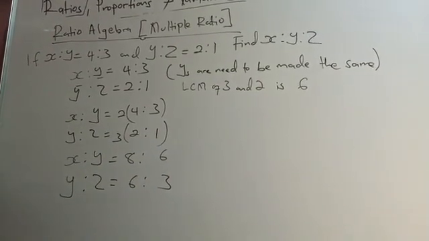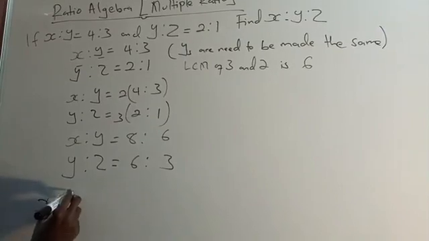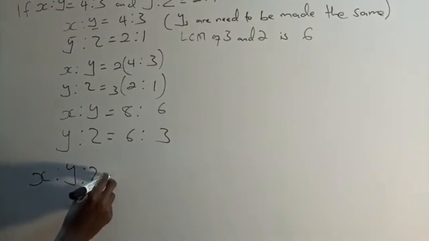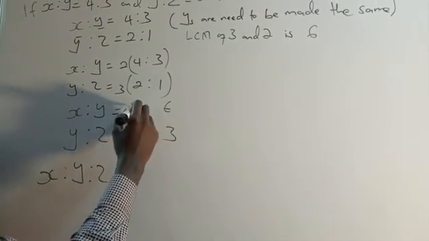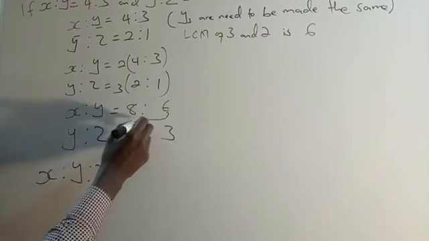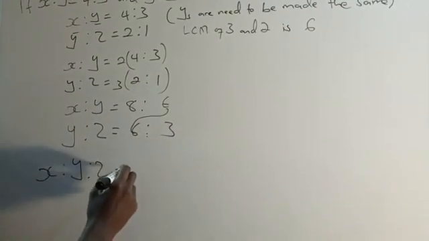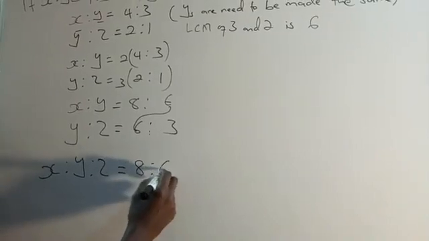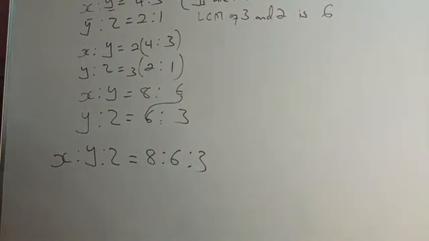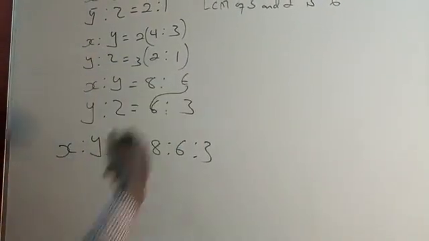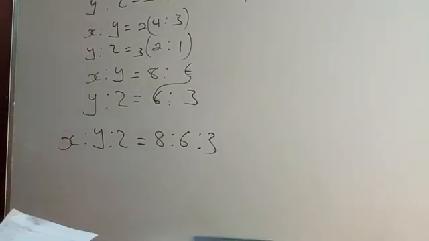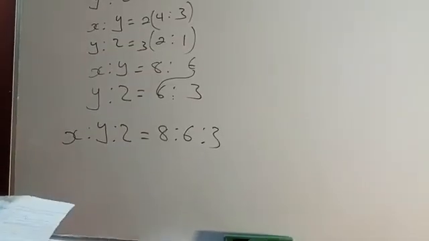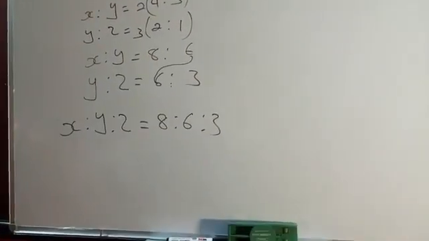So x to y to z will be equal to 8 to 6 to 3, because 6 is the same, so we cannot write it twice. So let's get another example from that.